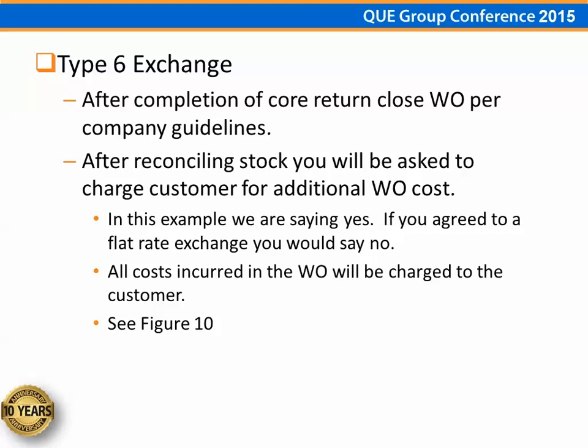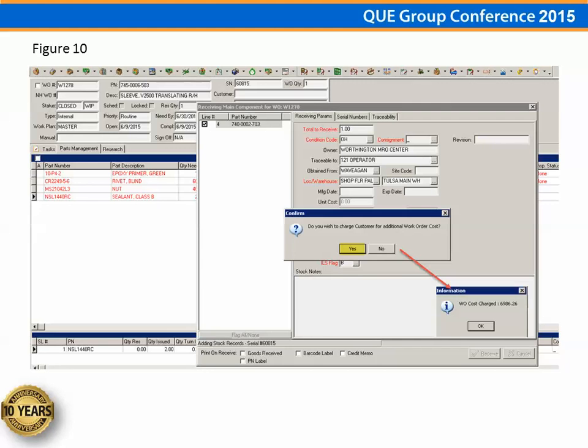After completion of the core, you can return your work order per your company guidelines. You reconcile just like you would a normal internal work order, and you'll be prompted and asked, would you like to charge the customer for the additional work order cost? In this example, we're going to say yes, and if you agreed to a flat rate exchange, you would say no, and it would just roll on. All costs incurred in the work order will be charged to the customer at this point. So everything looks normal as you would, you just have that additional pop-up asking about the costs and how you would like to handle that.